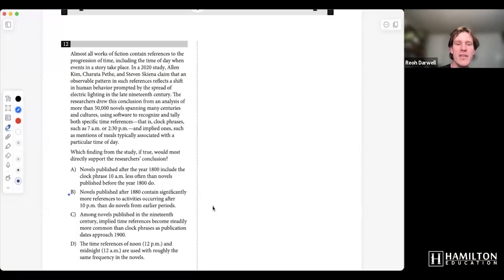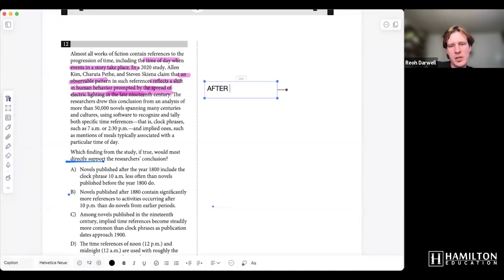All right, so 12 is a command of evidence question. We are looking to directly support the researcher's conclusion. All right, so what is the researcher's conclusion? Their conclusion is that there is an observable pattern shift in the time of reference when a story takes place, because of electric lighting. So what does that mean? Basically, after light, reference to time/clocks.